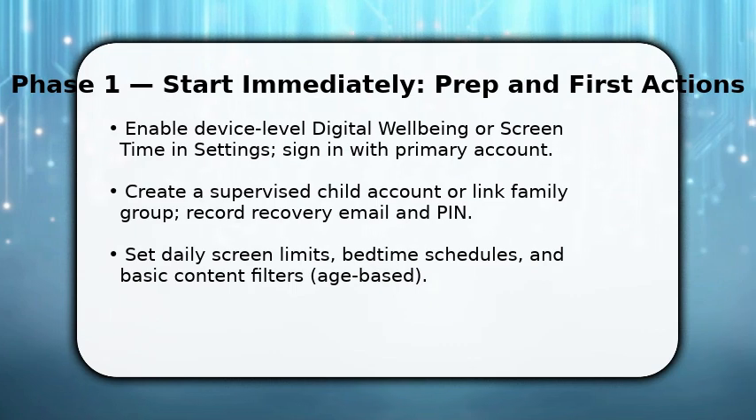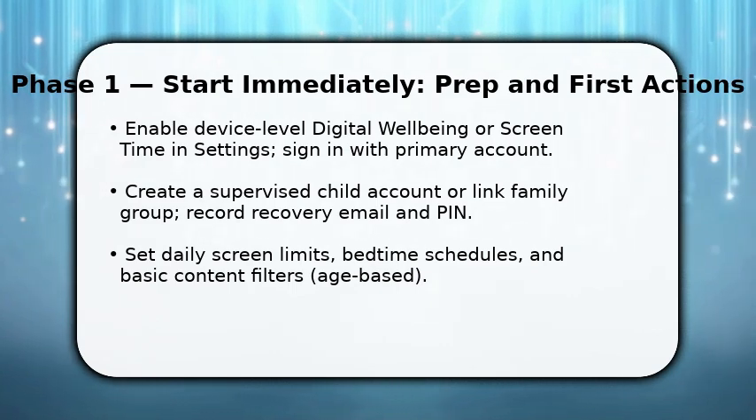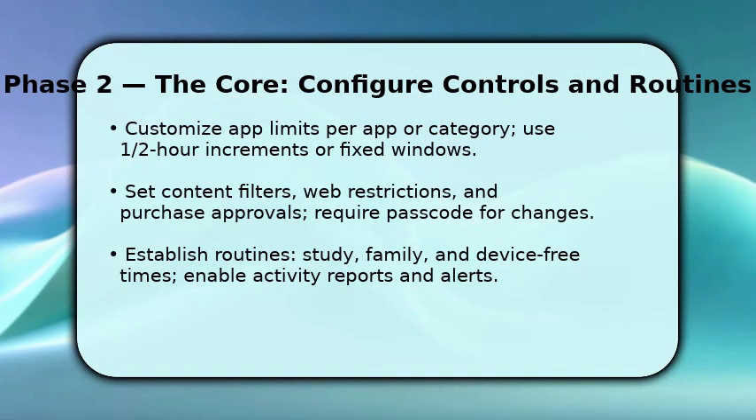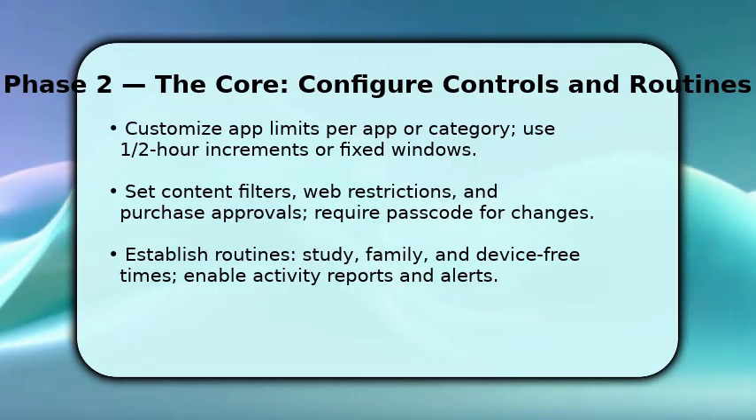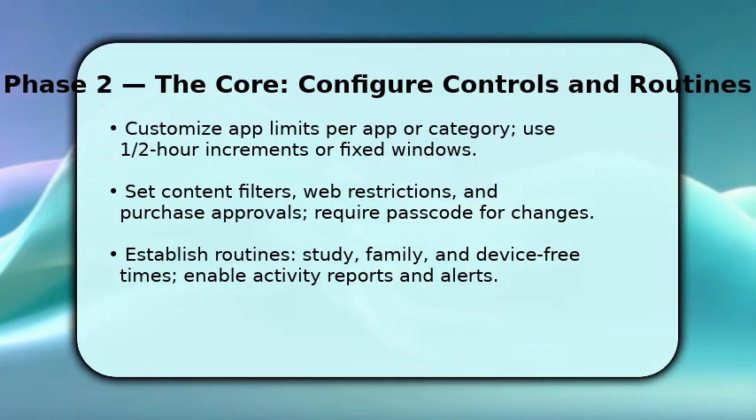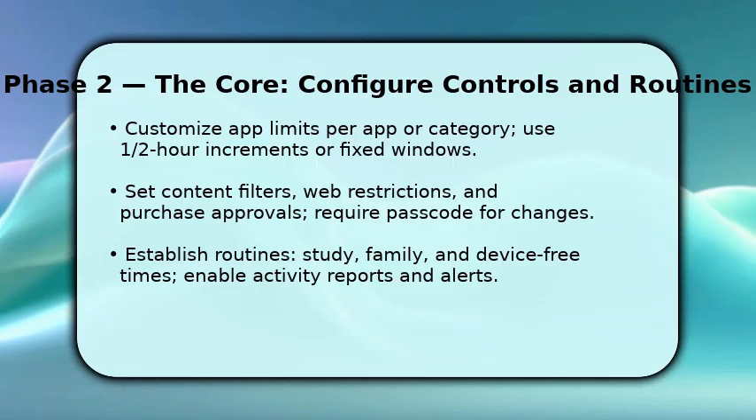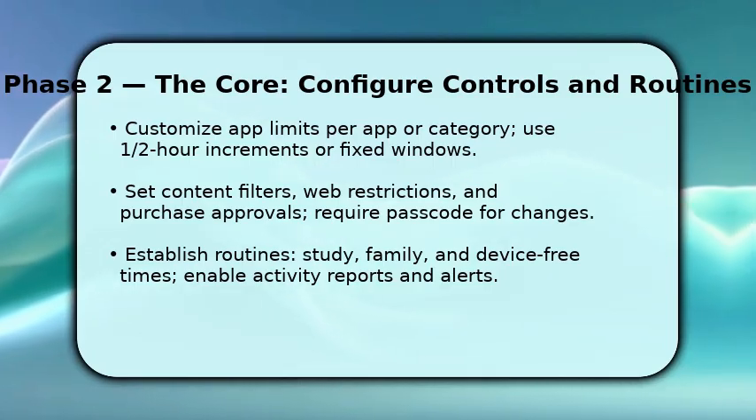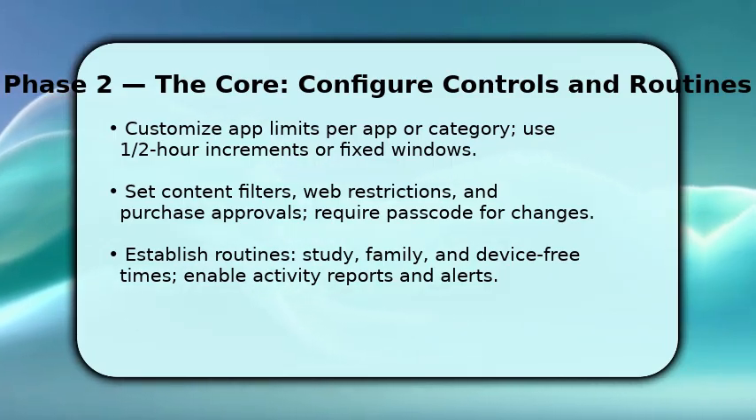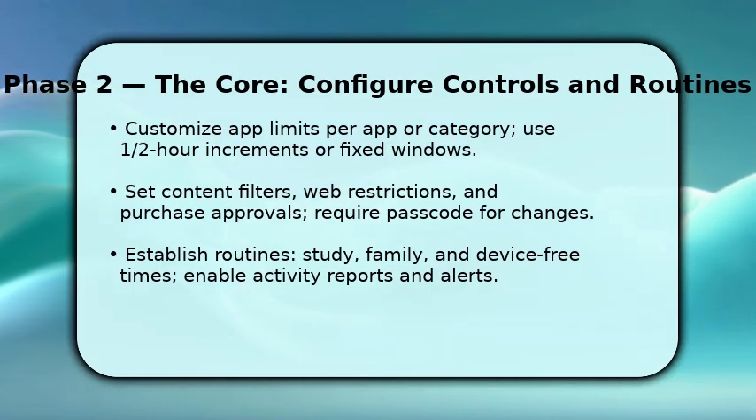Make sure to sync devices now so rules apply everywhere. You now refine the middle, detailed app and content rules. First, limit specific apps using 1/2 hour increments or fixed windows to target overused services. Then enforce web restrictions and require purchase approvals so impulsive buys stop at your consent. Make changing settings passcode protected.